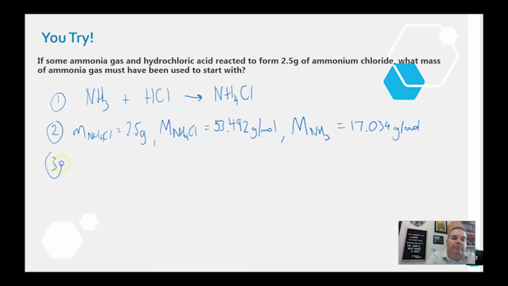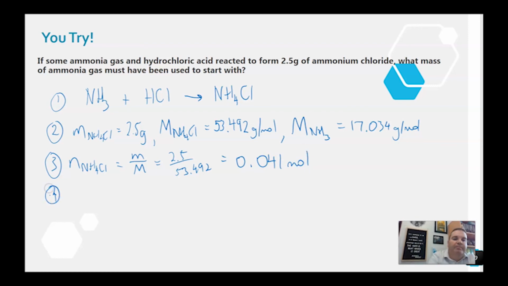Now we're going to do number of moles of our known. What we've got the known for is ammonium chloride. So we're going to try and work out the number of moles of ammonium chloride. So that's mass over molar mass, birds over mountains. So it's 2.5 over 53.492. So that gives us 0.041 moles of ammonium chloride.